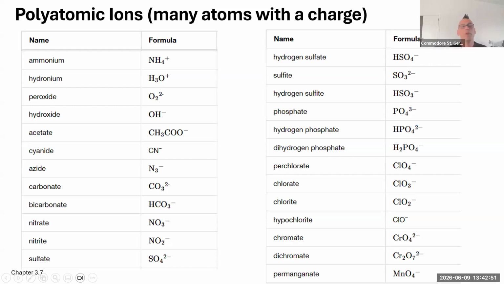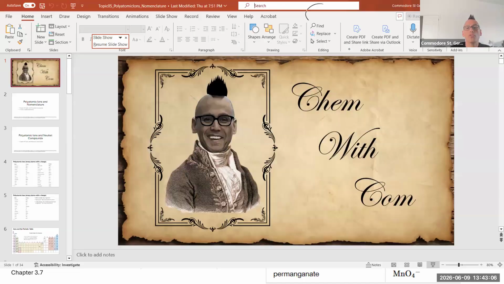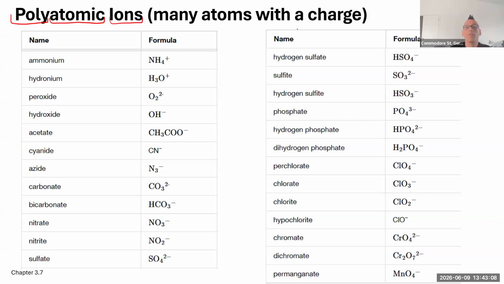We viewed this before, but these are polyatomic ions. Let's break down that word. Poly means many or more than one. Many atomic, so many atoms that are ions. Ions have a charge, right? So that's what we're going to focus on, these polyatomic ions, because we're going to need them for the nomenclature part. But let's look at these, right?